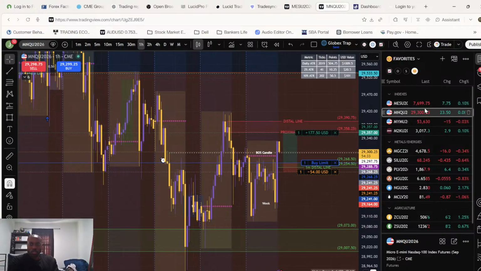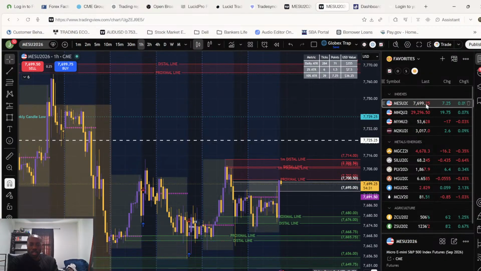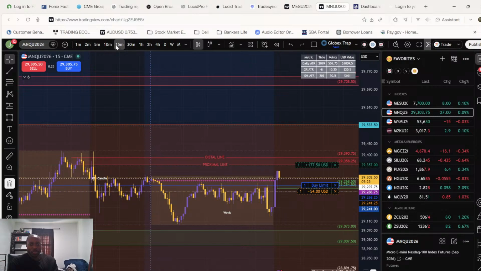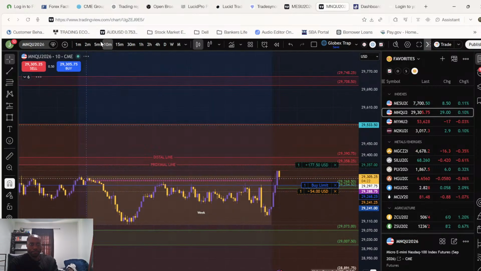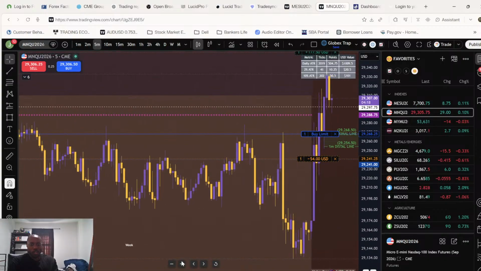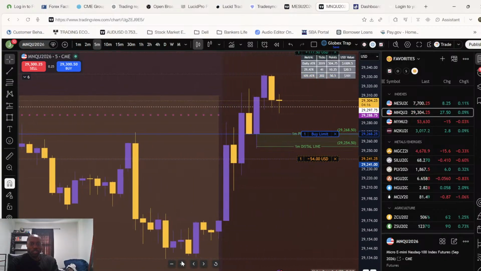I'll have to get out of here soon. At least I was able to place one trade that looked like it might have some potential. Let's see if I can get hit, but there's potential there.